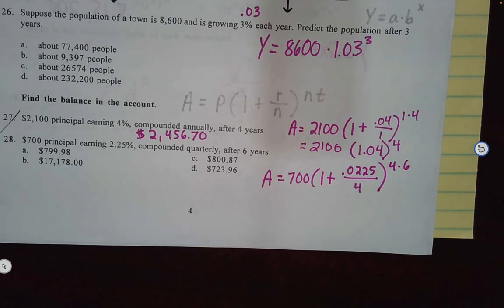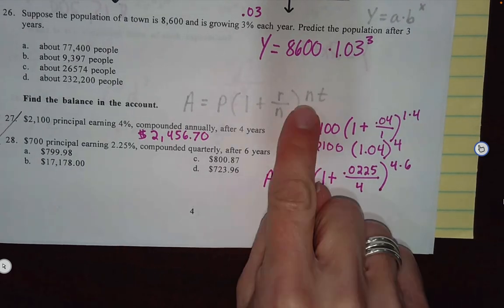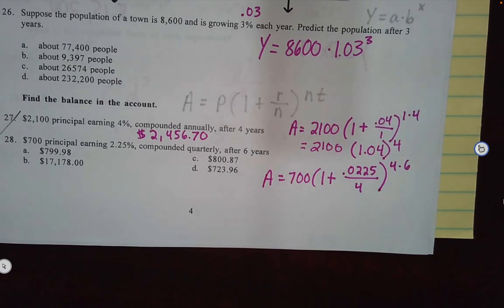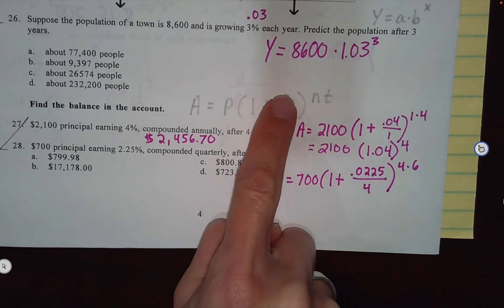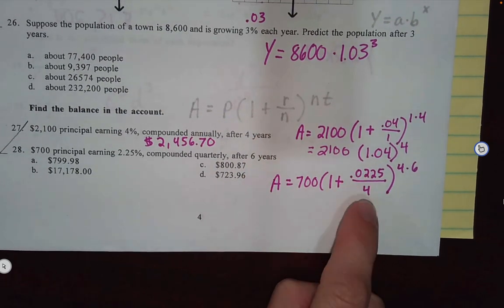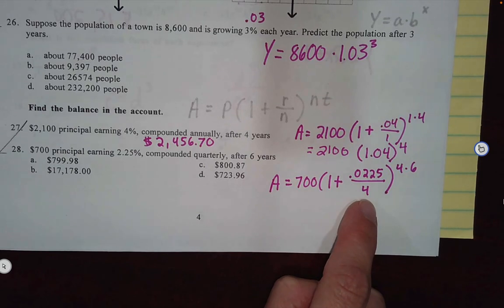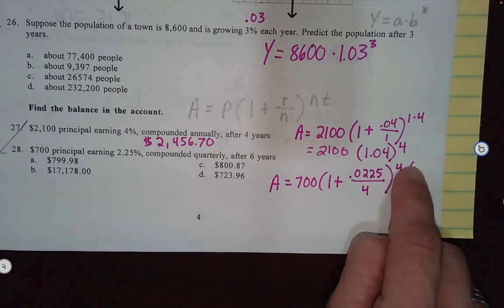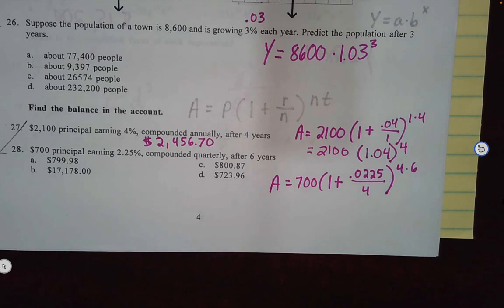Does everybody understand why it's 4 times 6 up there? What was the 4? Because it has n times t. What's n? n is how many times a year it is compounded. So we're using this formula. That's why we put the rate over n. That rate over how many times a year? 4 times a year. That's why I have to put the n up here times the t. Now we're going to break this down, okay?